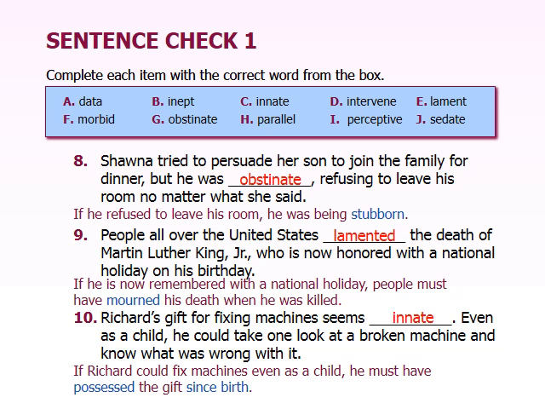So the first one's obstinate. He's so stubborn he won't leave the room. Second one is lamented, right? People were very sad and they mourned the death. And the last one was innate. This is an ability that he was born with, or it seems to be born with.